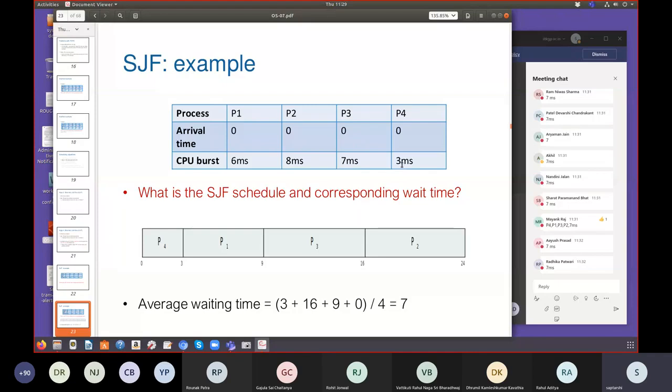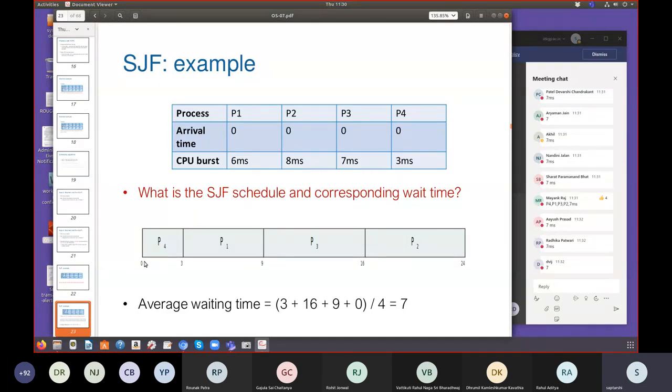P4 is the process with the smallest estimated CPU burst, so first P4 will be scheduled. And we have said non-preemptive, so P4 will be allowed to run the whole amount of time, 3 milliseconds. Then the rest of the processes have CPU bursts 6, 8, and 7. So next P1 will be scheduled, running from 3 to 9 because it needs 6 milliseconds. Then comes P3, which runs from 9 to 16 because it needs 7 milliseconds. And finally P2.